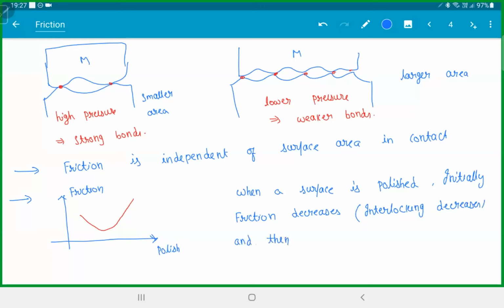I know we said it does not depend on area, but what happens is the nature of the surface will change. The coefficient of friction will change. And if polished further, cold welding increases.